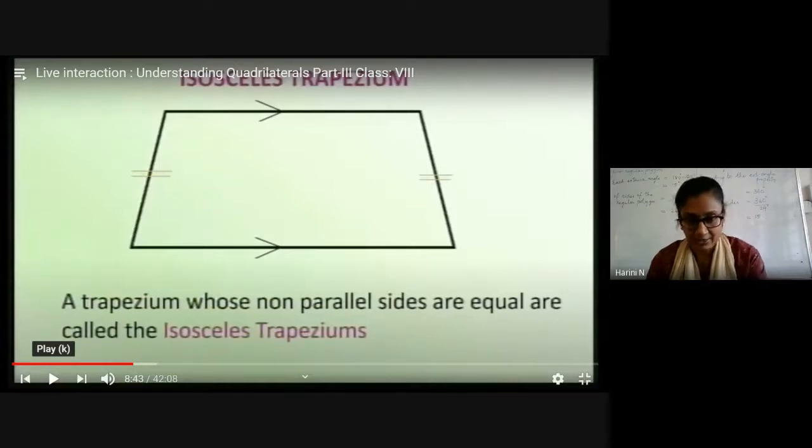So I hope this is understood, my dear children, because this is a variety which I wanted to discuss with you. Though it's not part of your textbook, I thought this is something that you have to know. What is an isosceles trapezium? Any doubt so far?